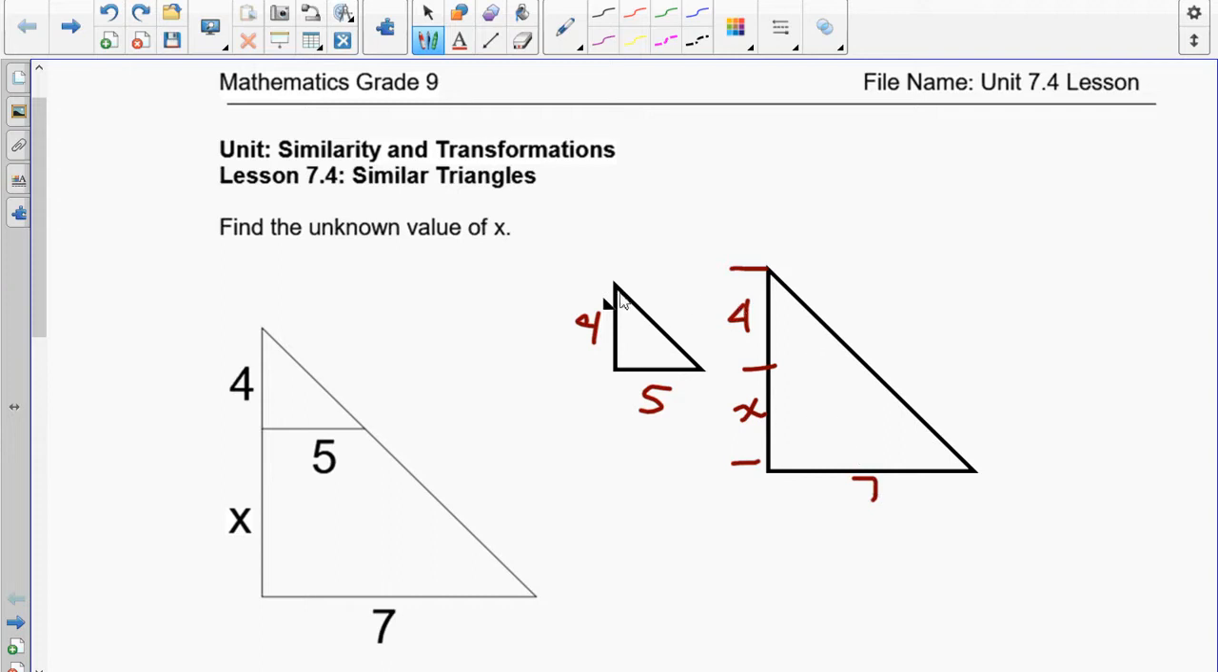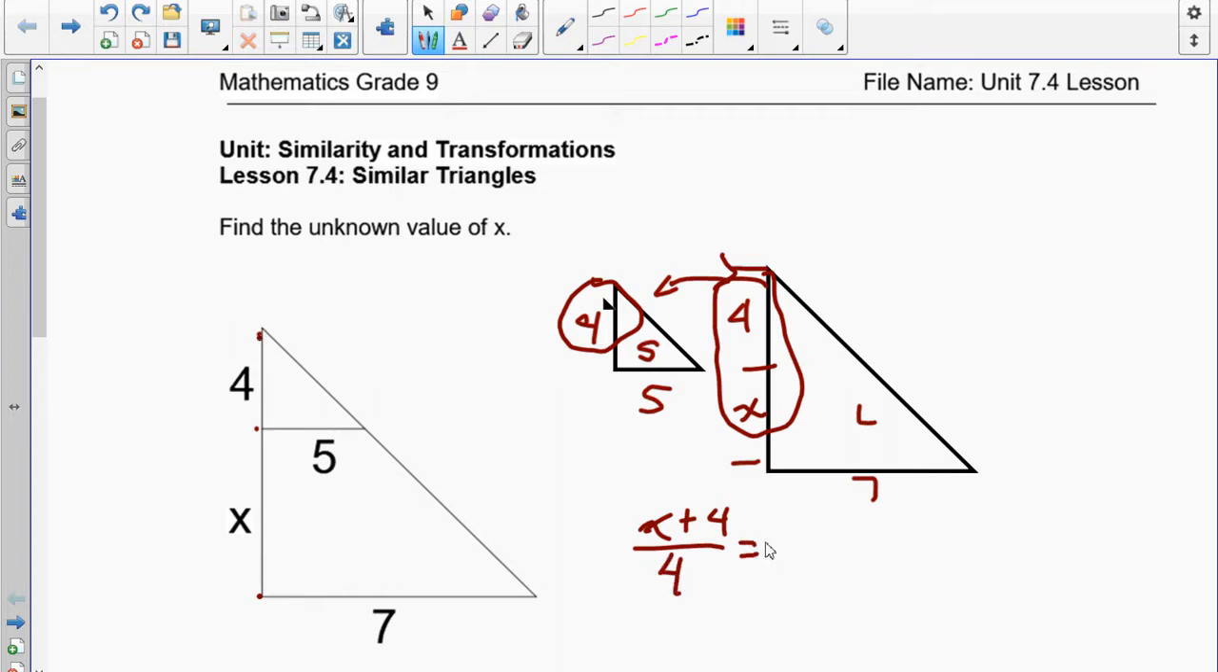So when I match things up, I'm going to match this side and this side here. Now, since I want to make sure that my variable is in my numerator, I'm going to be doing the large over the small in this question. So my large is going to be x plus 4. That's what this side is from here to there, x plus 4. And it's going to match up with this side right there, which is a 4. Now, equal to that is 7 over matching 5.